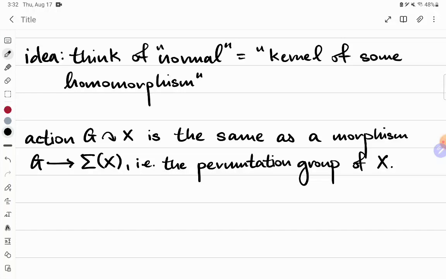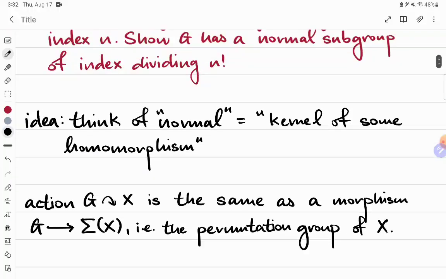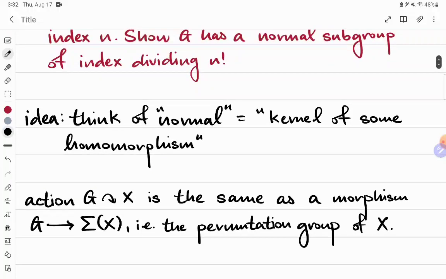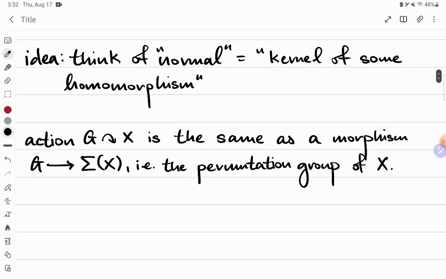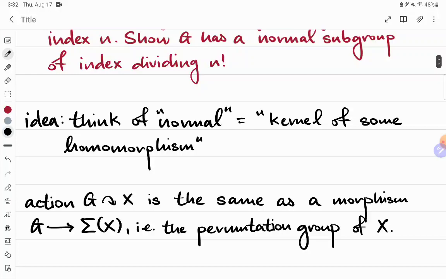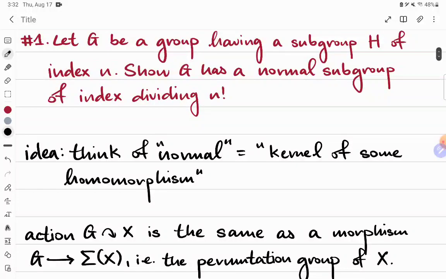So we want to ultimately furnish some kind of set X such that we have a group action into the permutations on X, and eventually we want the kernel of this morphism or this action to correspond to the normal subgroup as desired with index dividing n factorial. So let's think about what properties we want X to have and how we can furnish it just given the subgroup H of index n.